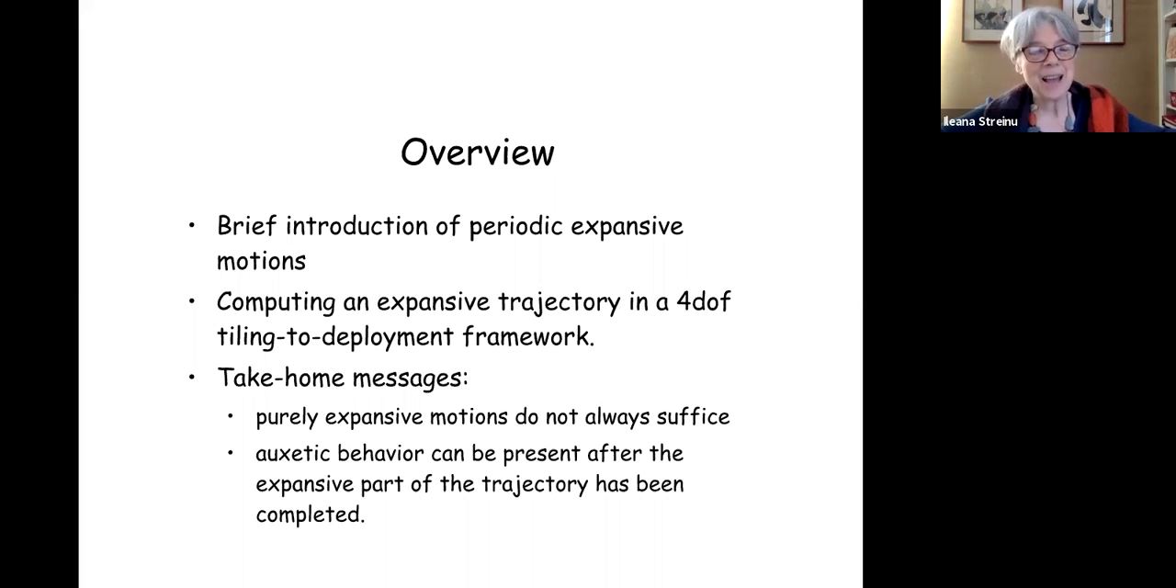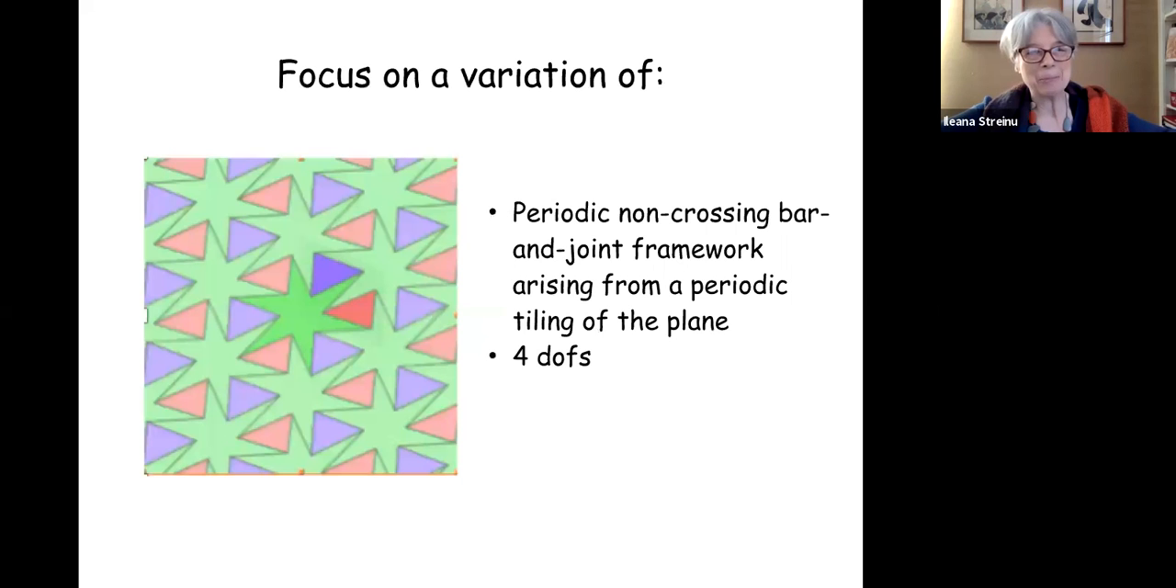So one message is that sometimes purely expansive motions do not suffice. So we have to use motions that are not purely expansive. We can go only that far with expansive motions if we want to design a trajectory that is auxetic. And in particular, in this case, we'll see that auxetic behavior can be present. So a framework can still have auxetic motions even after the expansive part of the trajectory has been completed. So these are the take-home messages, and there will be others along the way.